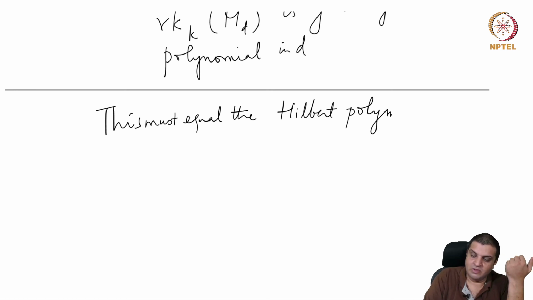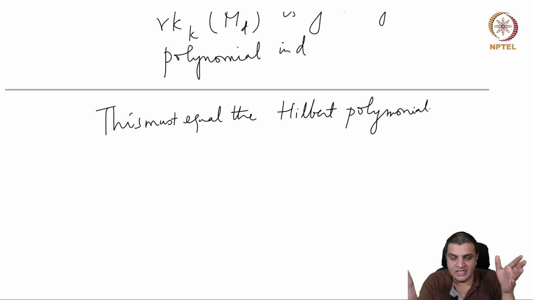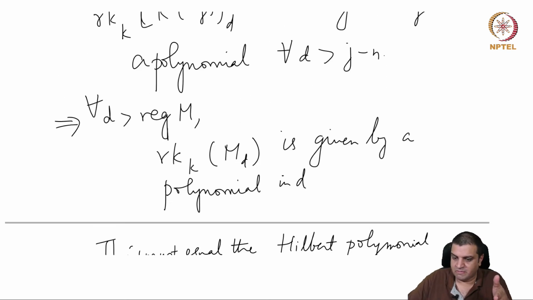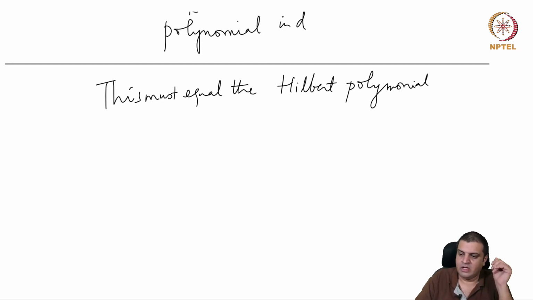Otherwise, you can't have two distinct polynomials with values in Z that agree with each other for every integer sufficiently large. That is not possible. So if some polynomial shows this behavior, then it must be the Hilbert polynomial. So that's the end of this proof.